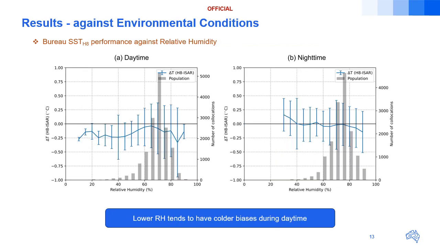One more environmental condition to show here, the relative humidity dependence. Now in the left panel, we do see that as the relative humidity gets larger from 30% to 70%, the cold bias does seem to get closer to 0. I mean, that's for the daytime, but during the nighttime on the right panel, there's no such trend at all, and all the delta T values are pretty close to 0 under all the relative humidity conditions.